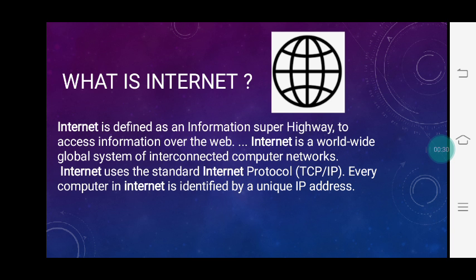What is internet? Internet stands for interconnected network. Internet is defined as an information superhighway to access information over the web. Internet is a worldwide global system of interconnected computer networks. Internet uses the standard internet protocol TCP/IP, that is transmission control protocol, internet protocol. Every computer in internet is identified by a unique IP address.